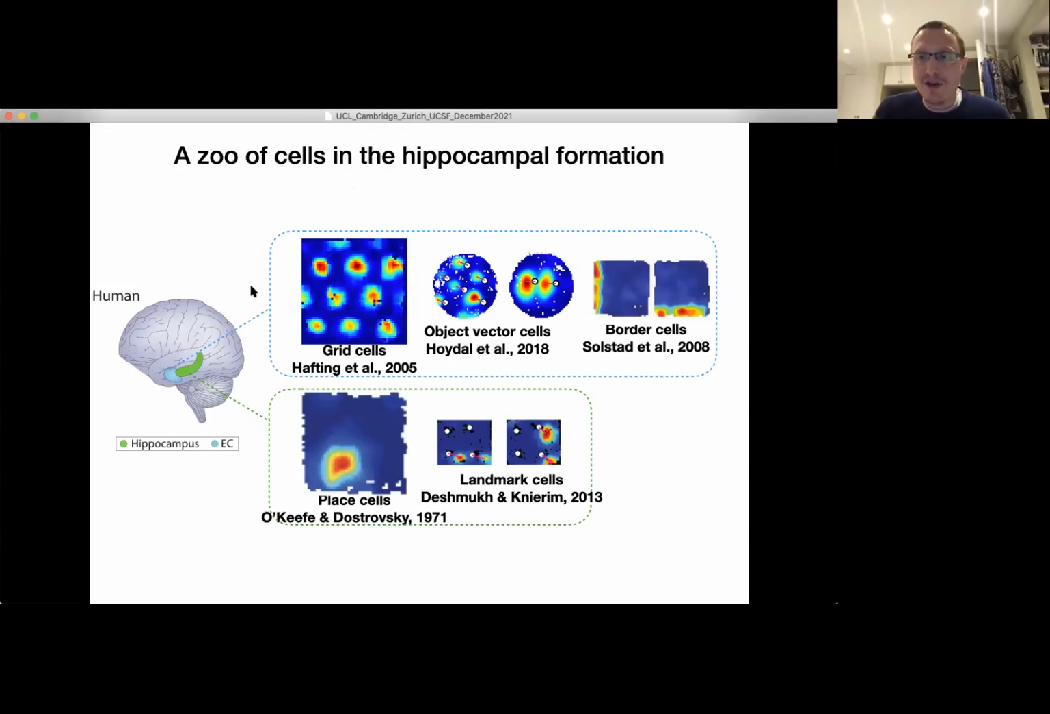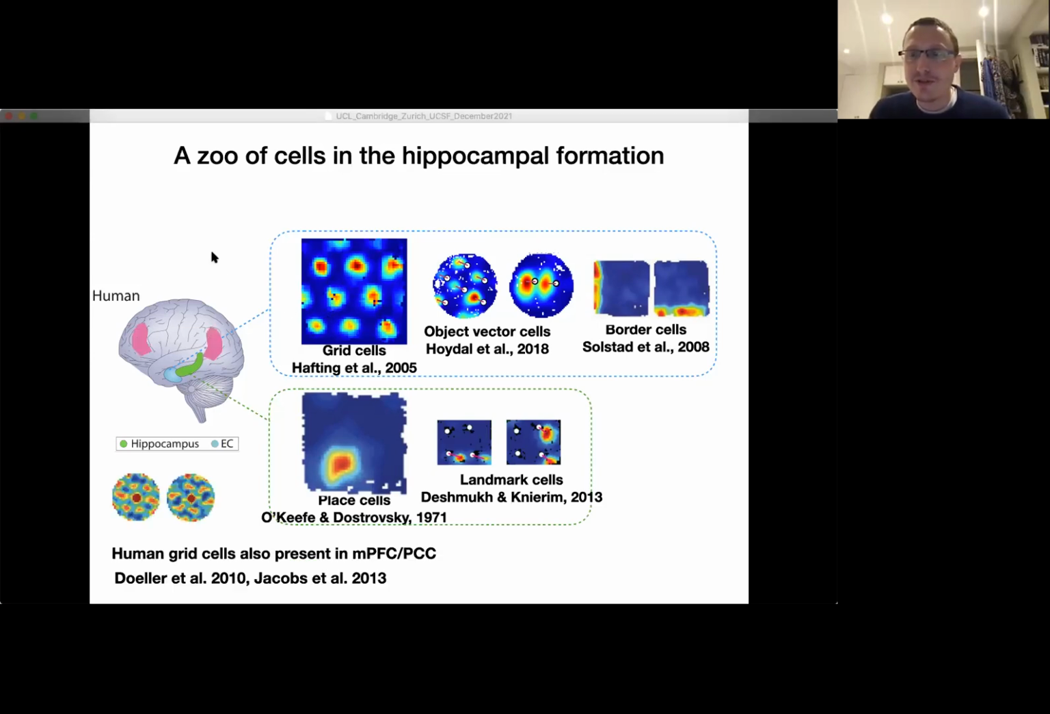There's one other thing you need to know to understand some of this talk, which is that in humans at least, these grid cells are not only in the entorhinal cortex, and you guys must know that because that was discovered partially there at UCLA and partially at UCL. Okay, so there are also some of these grid cells in the medial frontal and medial parietal cortices.